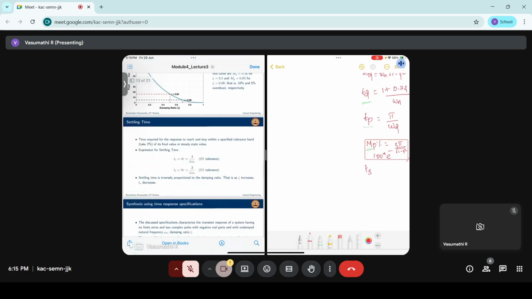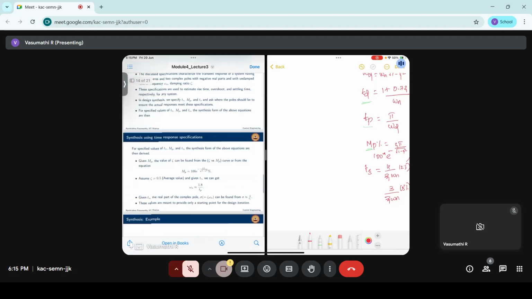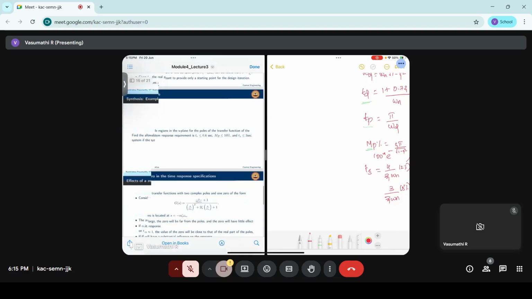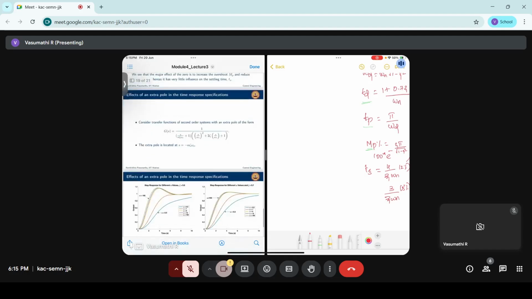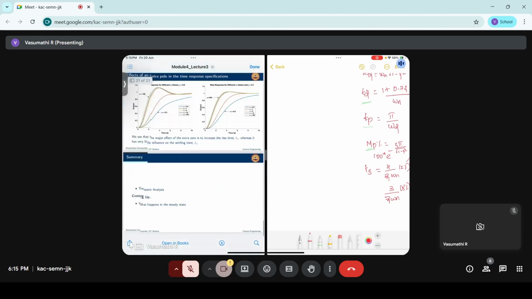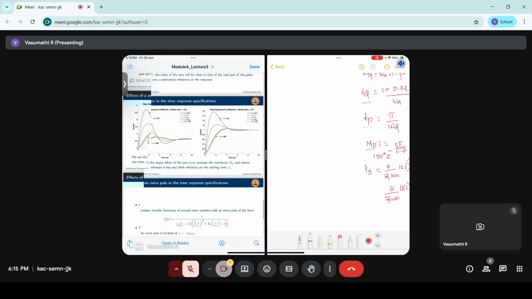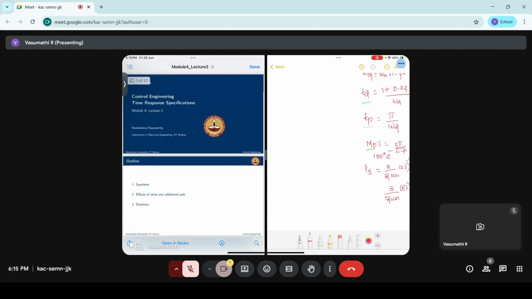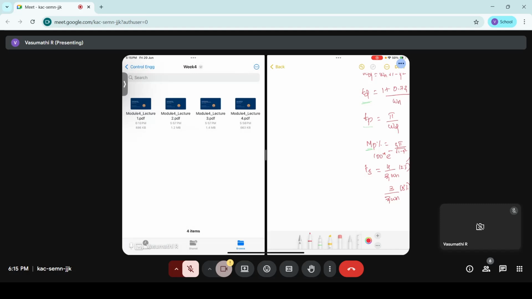Then settling time will be of two types. One is 4 by zeta omega n, this is for 2%. Another one is 3 by zeta omega n, this is for 5% tolerance. Whatever tolerance they have asked in the question, you should use the respective formula for that. So these are all the important time response specification formulas that we will be using to solve the week 4 content. The next important topic is steady state error.